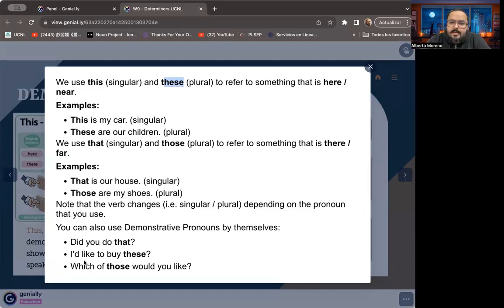This, that y those se traducen como esto, estos, eso, esos. This, esto; these, estos; that, eso, porque hablamos de lo que está lejos; those, esos o esas. Okay.